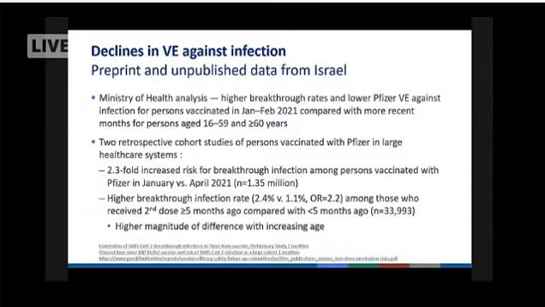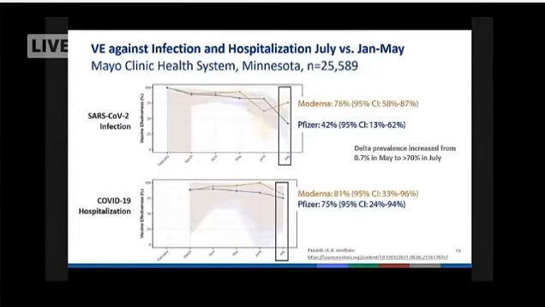All age groups were impacted, but one study observed higher magnitude of differences with increasing age. Next slide. Delta only rose to predominance in the US at the end of June. This week, the first study assessing potential VE changes in July was posted from the Mayo Clinic healthcare system.